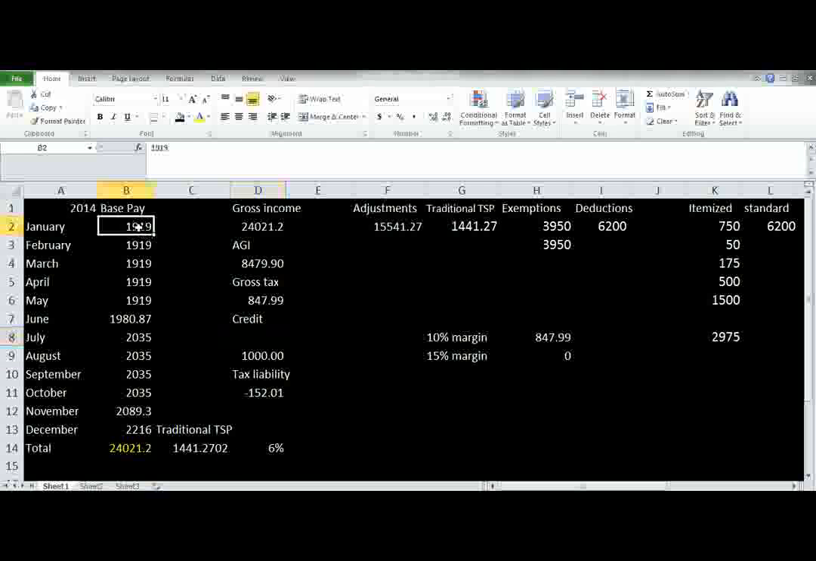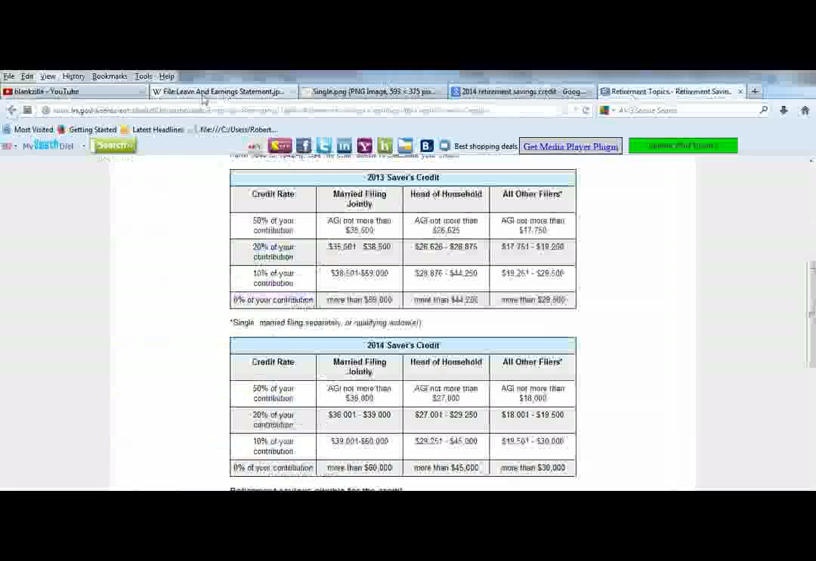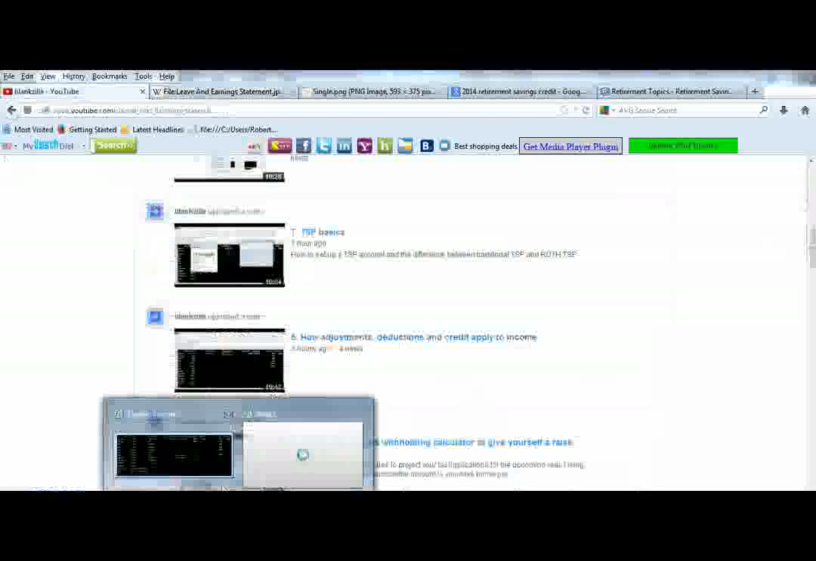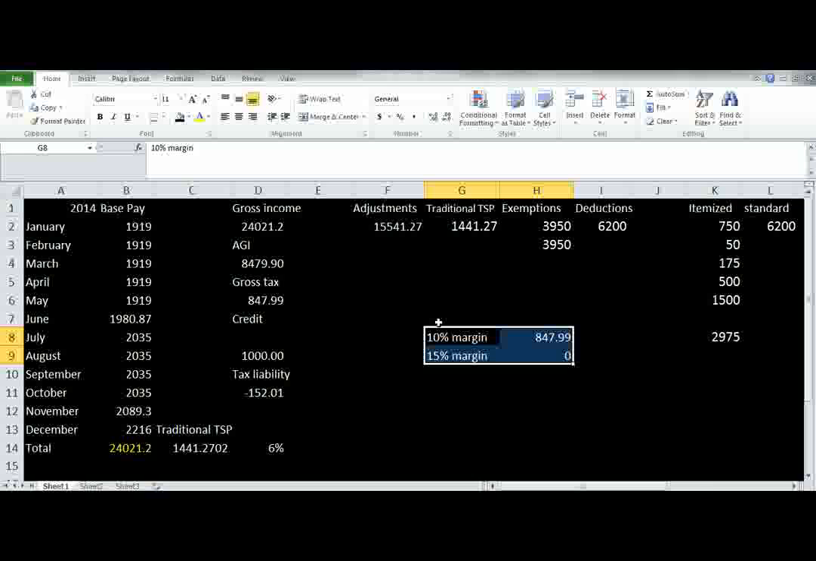Really quick review: taxable income, gross income, which comes up here, gross income minus adjustments, which are all these things, TSP, exemptions, deductions, equals the AGI, adjusted gross income. And then the adjusted gross income is calculated in the marginal tax system, 10%, 15%, so on and so forth. And those margins go all the way up to the top. Most military members are going to fall into the first 3 or maybe 4 margins. So you get your gross tax, and then you subtract credits, dollar for dollar, from the gross tax. You wind up with your tax liability.